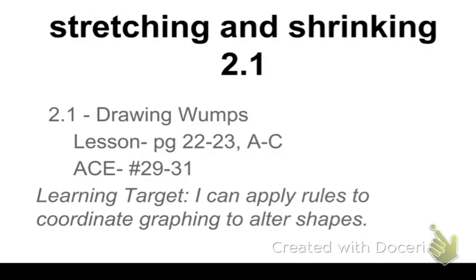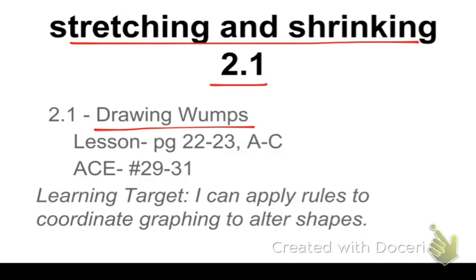Today's lesson is stretching and shrinking, lesson 2.1. It is called drawing whumps. What are whumps? Well, we'll learn in the lesson. The lesson today is on pages 22 and 23, problems A through C. Then we're going to do our ACE problems, 29 through 31. Our learning target is that you can apply rules to coordinate graphing to alter shapes.